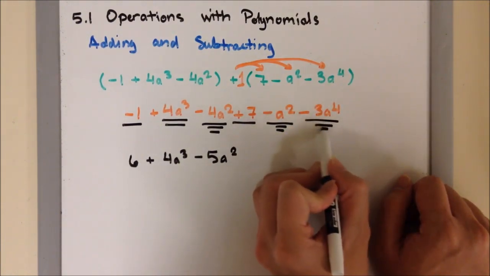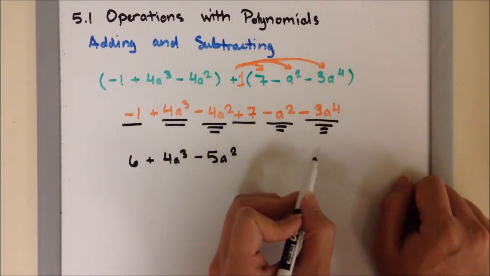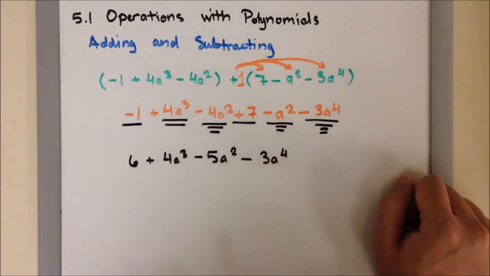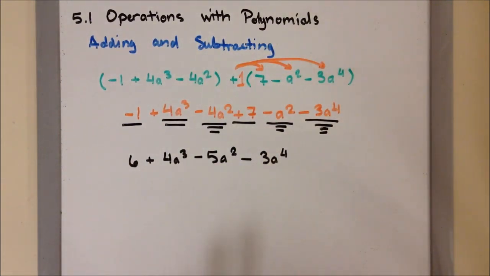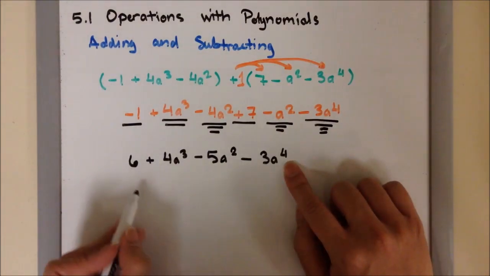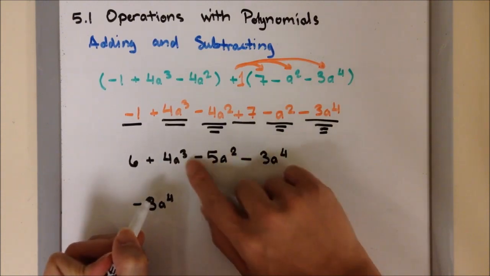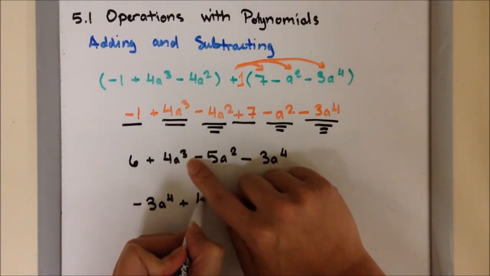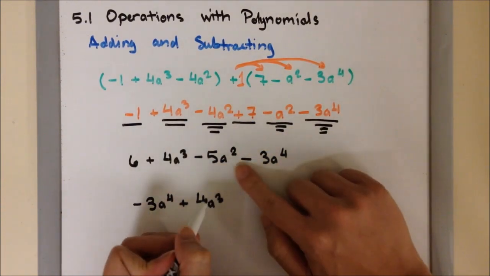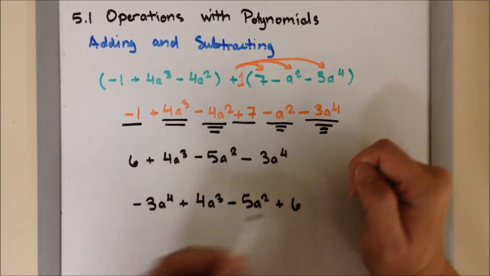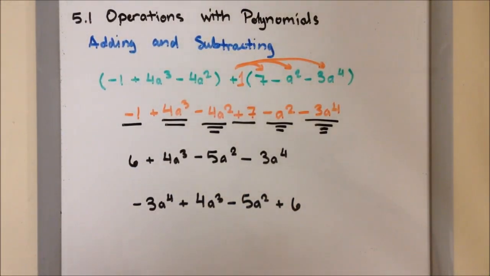Last is a to the 4th. That's the only term I have left, and there's no other a to the 4th, so I bring it down. Negative 3a to the 4th. Alright, now I finished combining like terms. The last part is I'm going to put my terms in order, starting with the highest exponent, which is 4. So my first term will be negative 3a to the 4th, then plus 4a to the 3rd, and then negative 5a squared plus 6. So that will be our final answer.